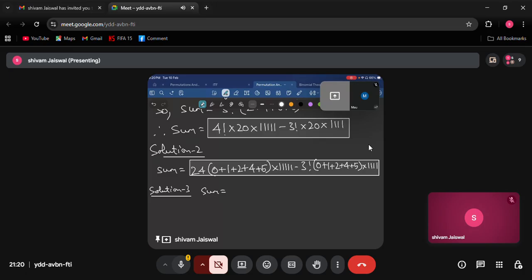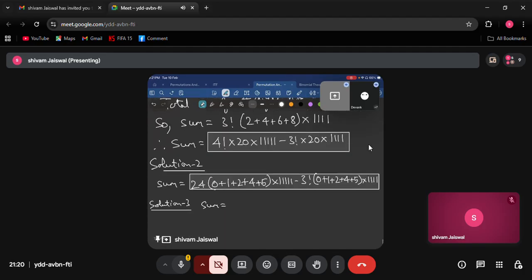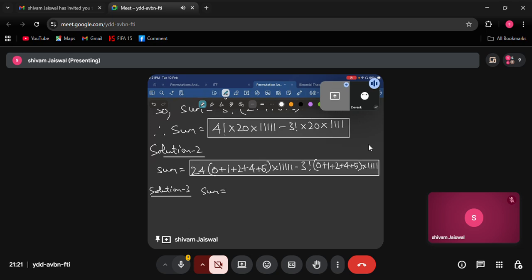Sir, is the answer 39960? Yes. First of all, you need to select any of the four numbers. 5C4. Okay. Next. Now each of the digits will be there in each place how many times? 3 factorial times. 2 times. 5C4 into 4 factorial. That will give us how much? 120.